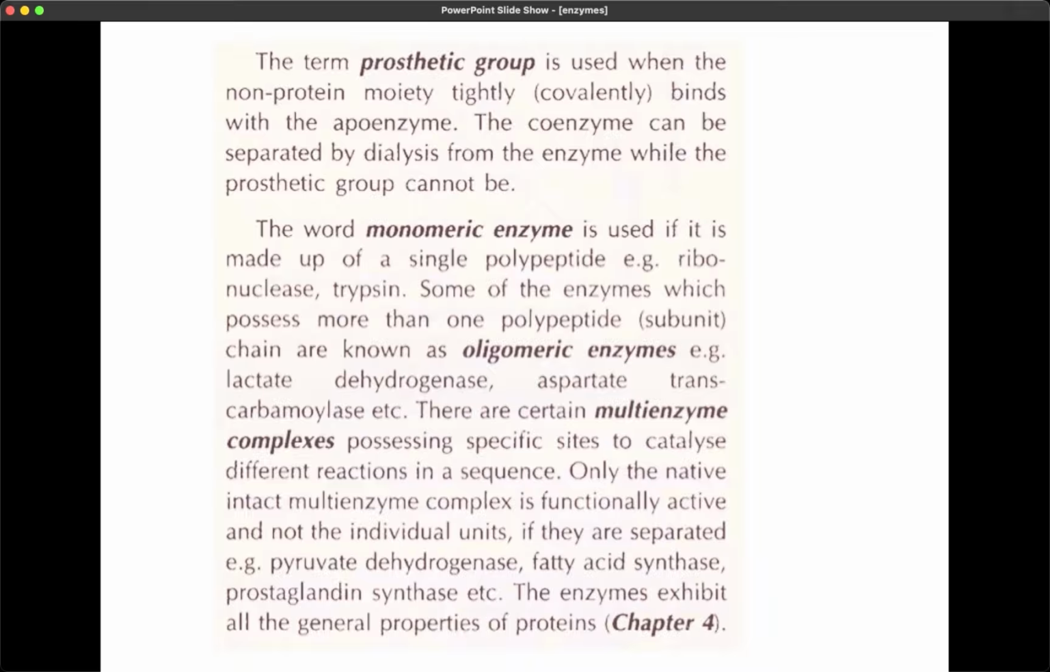And then there is another type of enzyme structure classification by calling it monomeric enzyme and oligomeric enzymes and multi-enzyme complexes. This means that a monomeric enzyme, as the name suggests itself, it is made up of a single polypeptide.